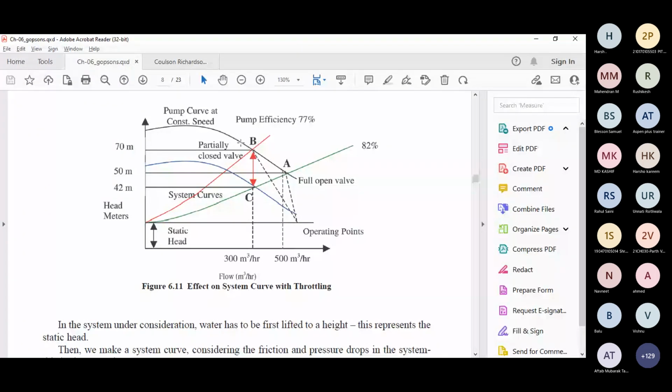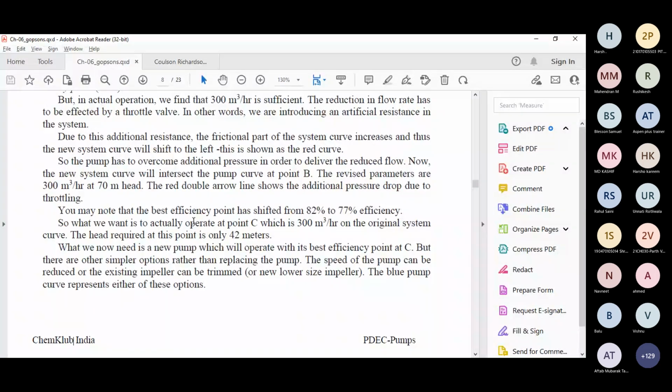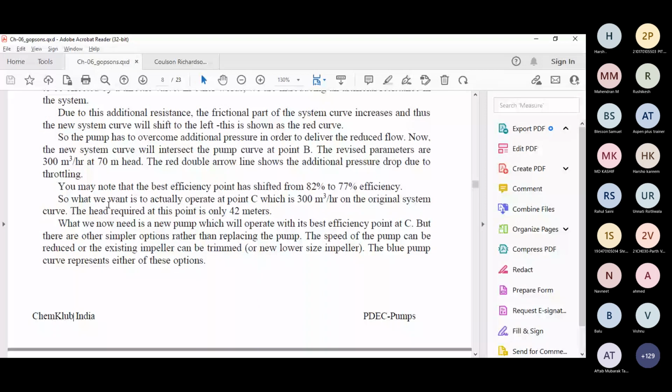So what I will do is, at point C, construct a similar pump but with a lower impeller diameter. If I reduce the impeller diameter, my blue curve is the new pump curve with a lesser diameter, which is operating at 300 meter cube flow rate and 42 meter of head, at 82% efficiency. Now we want to operate at point C, which is 300 meter cube per hour on the original system, and the head required is 42 meters, right? So now we will need a new pump which will operate at best efficiency point at C.